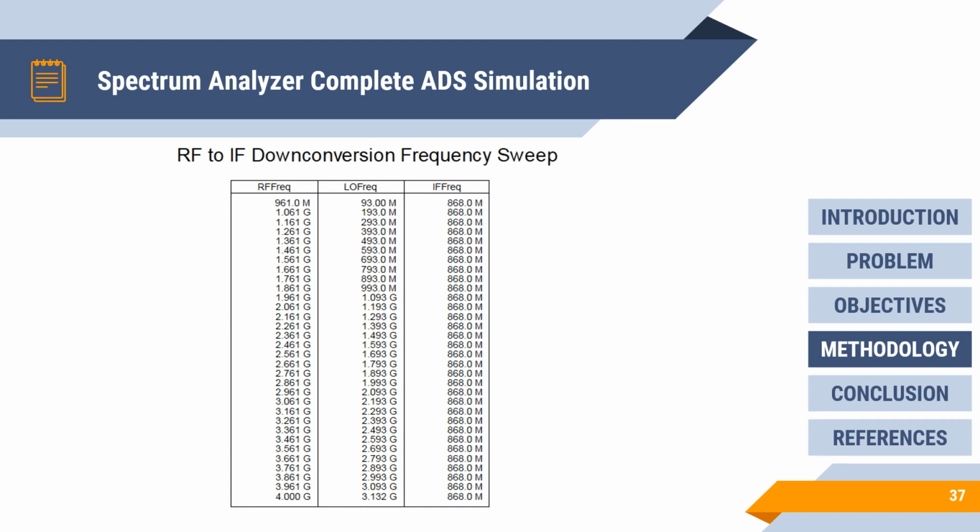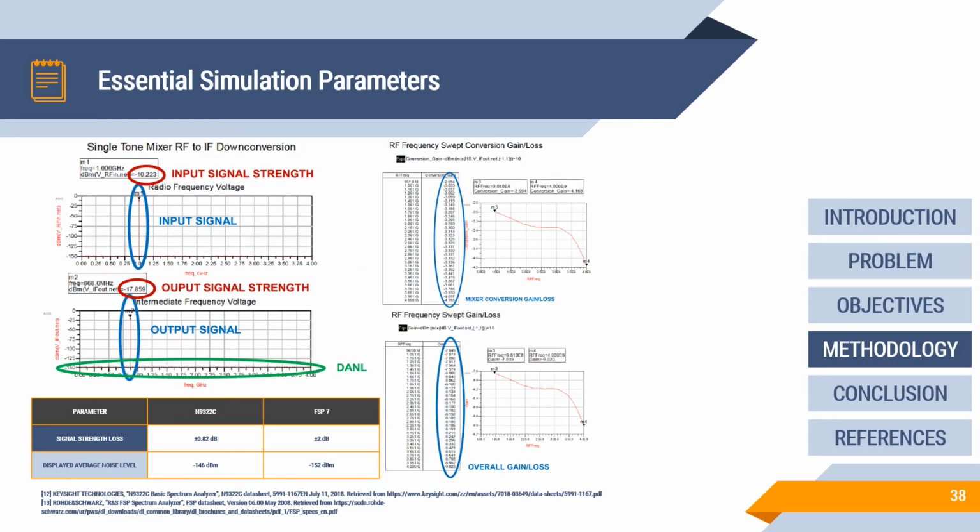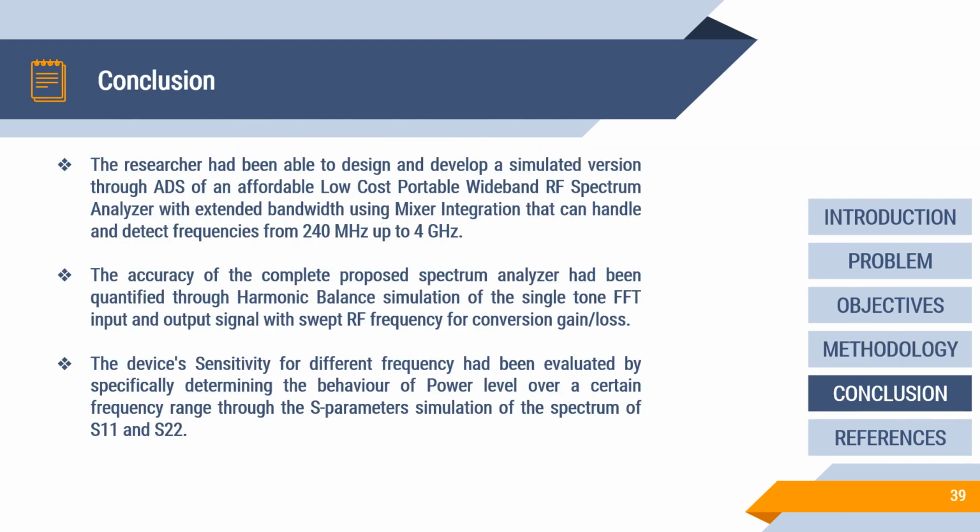This had been simulated using frequency sweep with the corresponding LO as seen above. There are different parameters in the simulations that are significant. These are shown here. The spectrum analyzers N9322C and FSP7 had about 0.82 dB and 2 dB signal strength difference respectively. In the simulation, the mixer experiences conversion gain or loss. This contributes to the overall gain or loss experienced by the device, which is about -8 dB. The displayed average noise level in the simulation is limited to -150 dBm. N9322C and FSP7 have around -146 dBm and -152 dBm respectively.